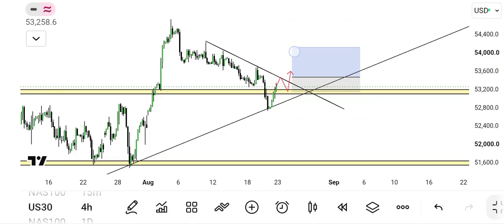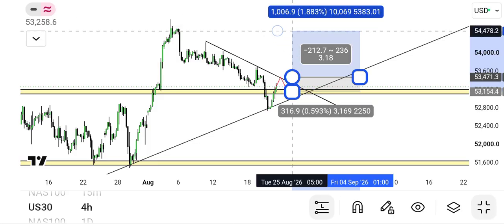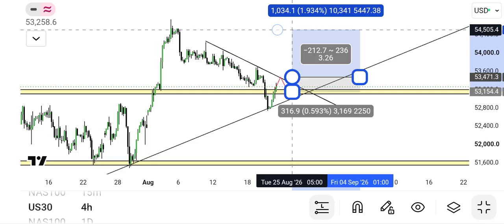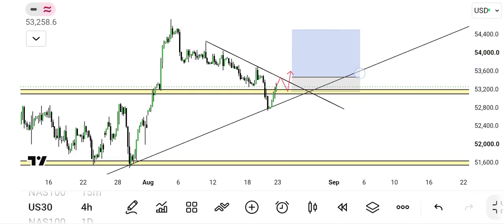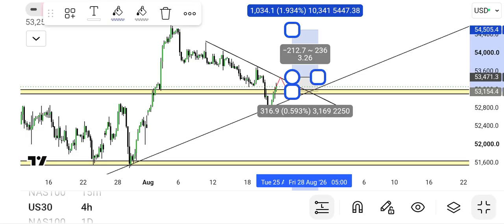Then my take profits will be on the daily time frame. So this is likely going to be a 1 to 3 risk to reward. Very simple and short. Looking at it here, very simple and short.